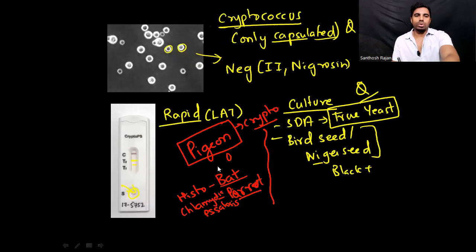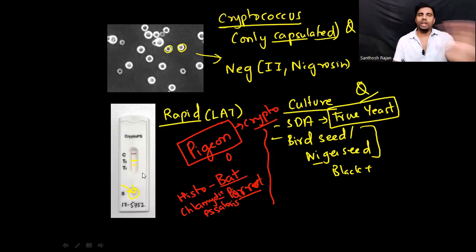So this is the one which I showed you the picture. This is called lateral flow assay. Latex agglutination process, antigen antibody agglutination. Right? That's it. You will find it. Okay. Very easy. Now let's go to the next question.